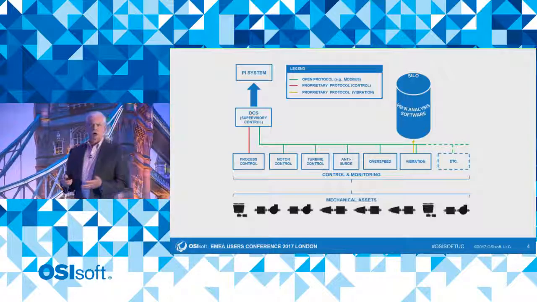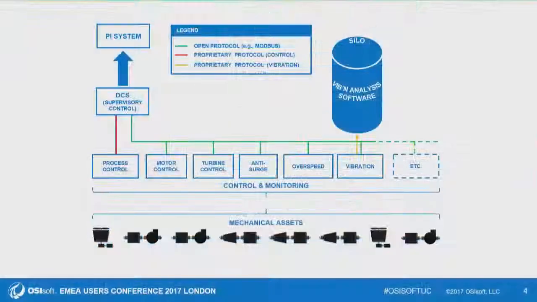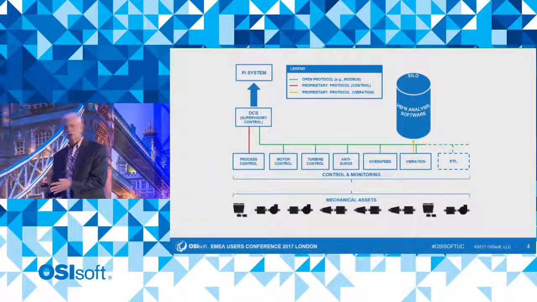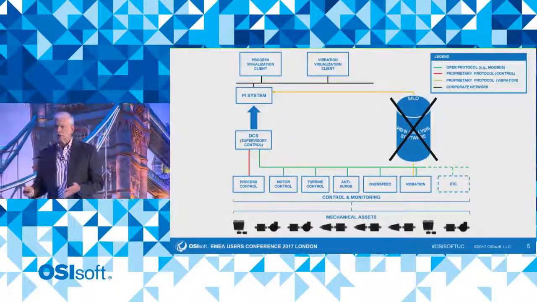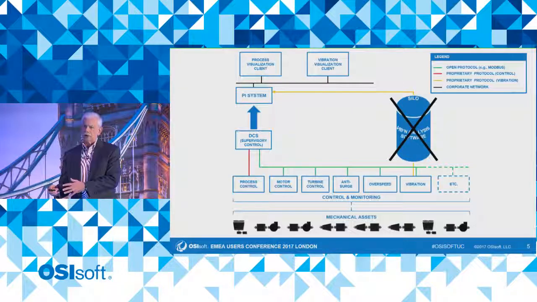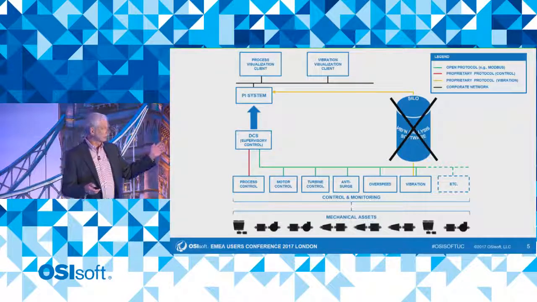So why would you do this? Why would you want to put your vibration data into PI? The answer is very simple. Every system in the world that does vibration data uses a proprietary silo like we pictured here. What we've done is essentially get rid of that and say you don't need it anymore. You can get rid of the silo, and you can stream that data directly into the PI system.